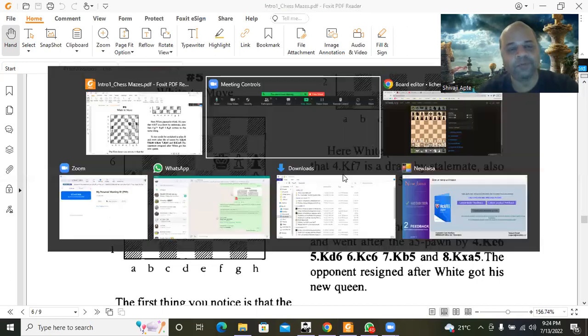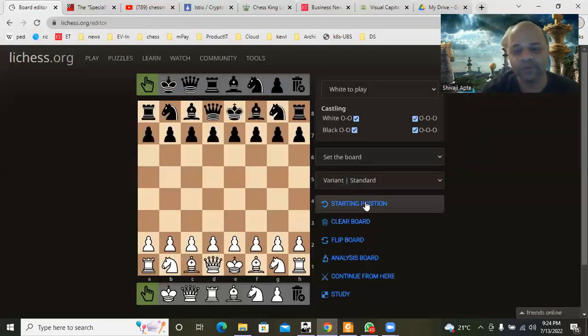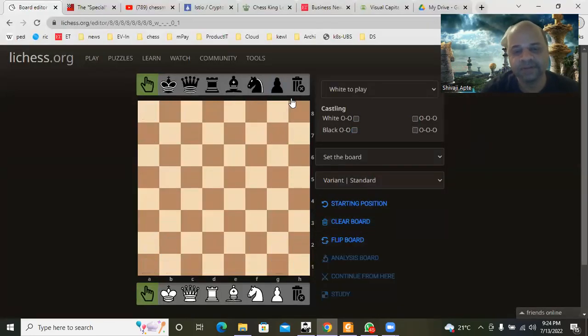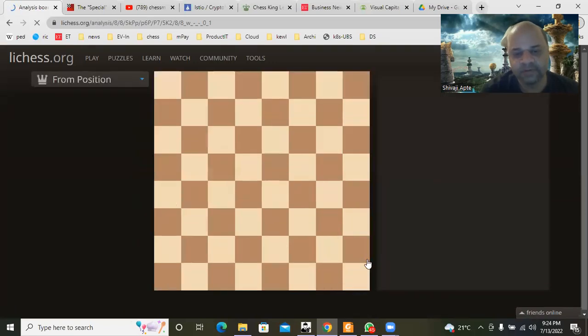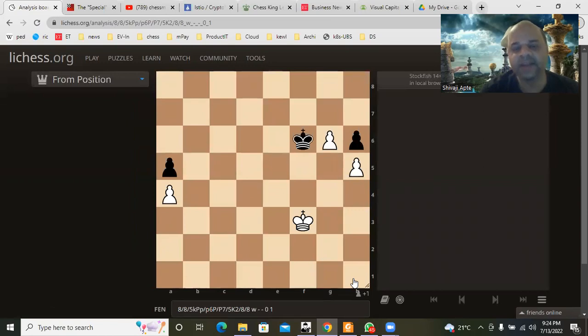Okay, let me put this on the board, clear board. There is a black pawn on h6, I believe, and a white pawn on... there is a black pawn on A5, right? And a white pawn on A4. Black king is on F6 and white king is on F2. Okay, white to play. Look at this.